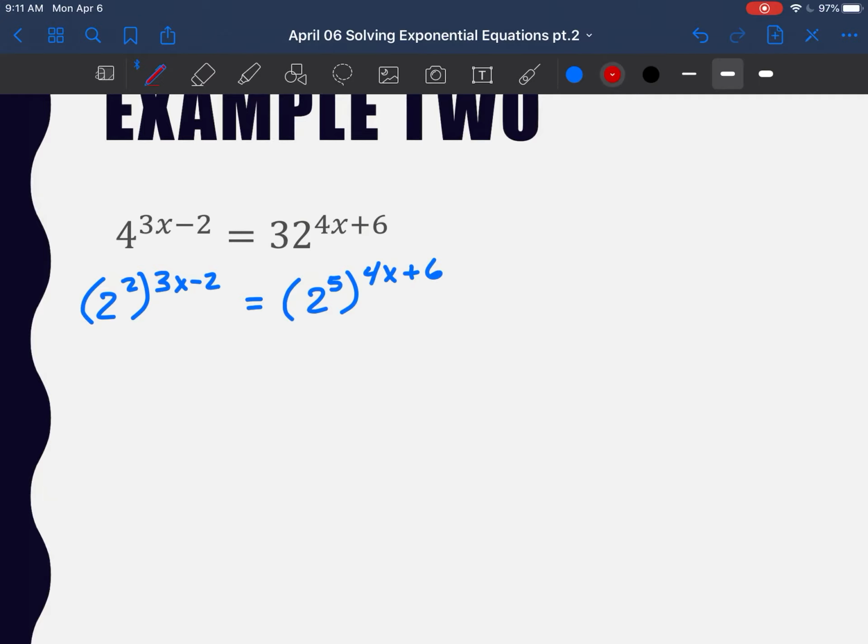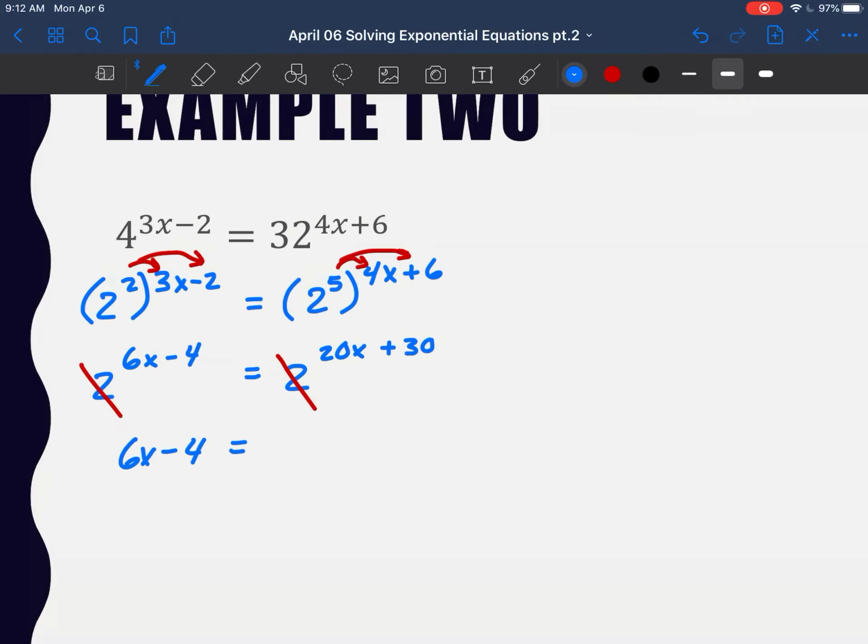Then to get rid of the parentheses, make sure you distribute the 2 over here. Make sure you distribute the 5 over here. So then that would be 2 to the 6x minus 4. And on the right side, it'd be 2 to the 20x plus 30. Now we have the ideal situation where they're both a 2, so these cancel out. And then 6x minus 4 equals 20x plus 30. And now it's just an easy equation to solve.